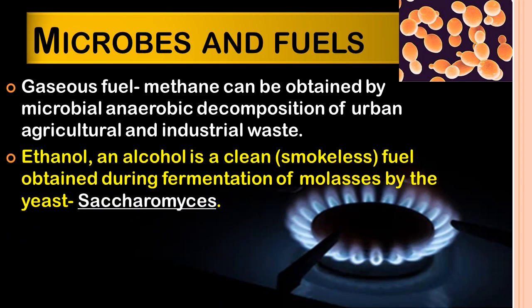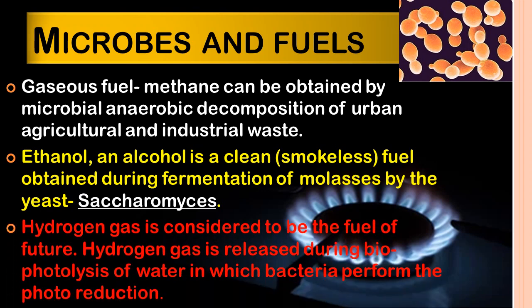Next is ethanol. Ethanol, an alcohol, is a clean smokeless fuel. Ethanol is a fuel obtained during fermentation of molasses by the yeast Saccharomyces. On the top side you can observe the structure of Saccharomyces cerevisiae, a yeast. And next is hydrogen gas. Hydrogen gas is considered to be the fuel of the future, and hydrogen gas is released during biophotolysis of water in which bacteria perform photoreduction. Biophotolysis means breakdown of complex molecules by the action of light.